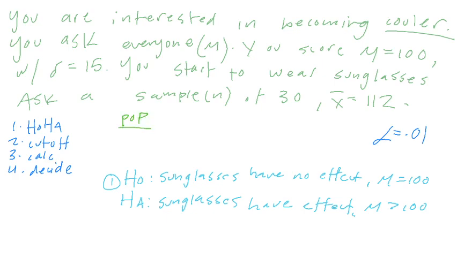So let's get our population information here. The average here is 100. The standard deviation is 15. And then for the sample, we had an X bar equal to 112 and an N of 30. Okay, you asked 30 people. All right, so let's get a new slide here, and let's go ahead and try for our cutoff scores.